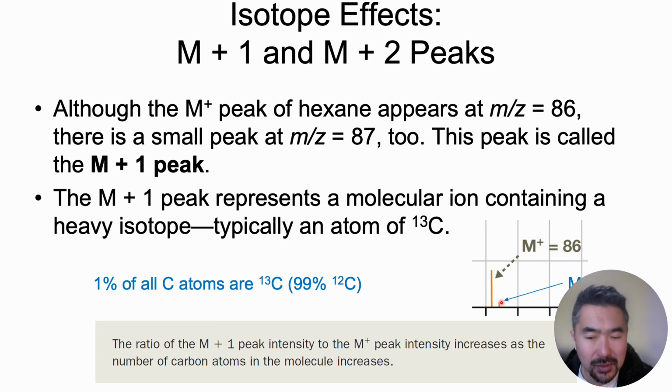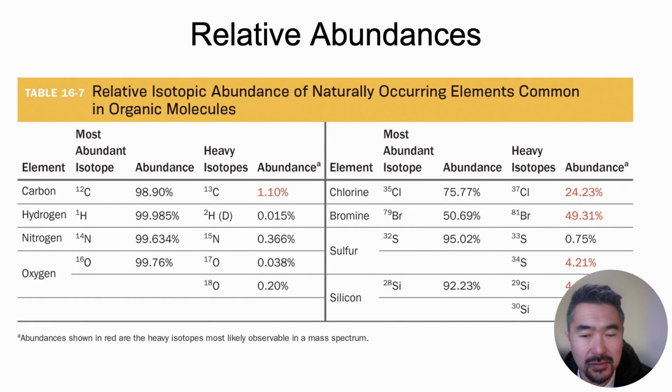If you have an X percentage height of a tiny M+1 peak next to a peak, that's likely the C13 isotope, and the X being the number of carbons. This table also summarizes kind of the same things.